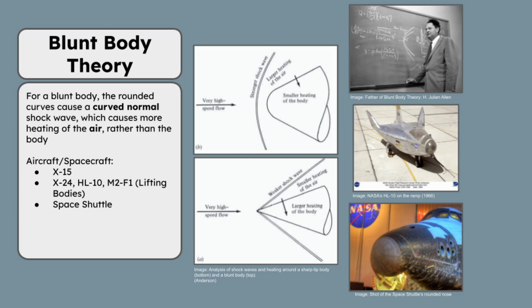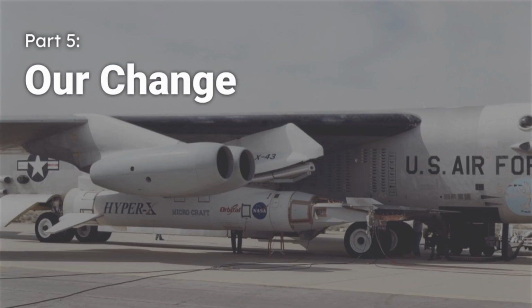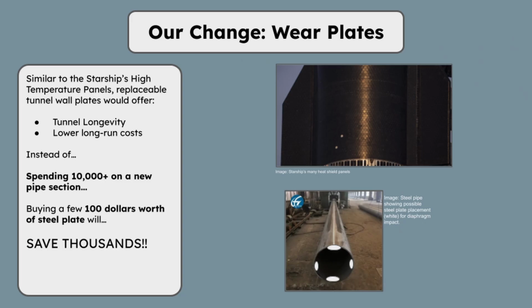From blunt body theory, the aerodynamic heating on the vehicle's skin at hypersonic speeds can be reduced by rounding the nose of the aircraft. Our proposed change is for single-shot hypersonic wind tunnels. The diaphragms that separate the sections, when broken, release a high amount of energy that impact the walls of the tunnel. Adding replaceable plates to these areas allow for non-permanent deformation of the structure.